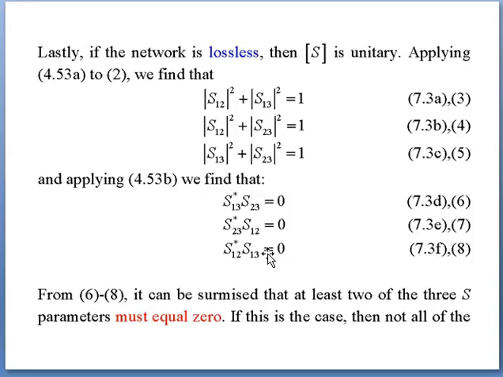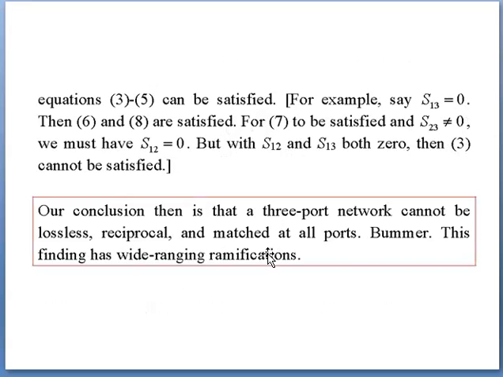Now, it can be summarized that at least 2 of the 3 S parameters must be equal to 0. So, if this is the case, then not all of the equations are satisfied. Because, say, if you have S13 equal to 0, then 6 and 8 are satisfied. But for 7 to be satisfied, where your S23 should not be equal to 0, we must have S12 equal to 0. Okay, but with S12 and S13 both 0, then 3 cannot be satisfied.